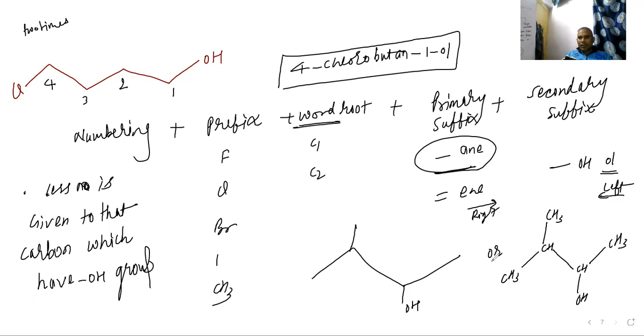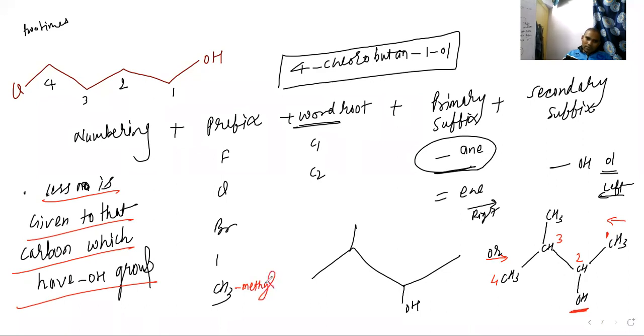Which side should we start numbering? It will be equal if we start from both sides, I guess. No, we have to see which side OH is getting the lesser number. So less number is given to the carbon which has the OH group, that is the left. So this side is 1, this is 2, this is 3, this is 4. If a CH3 group is there, its name is methyl.